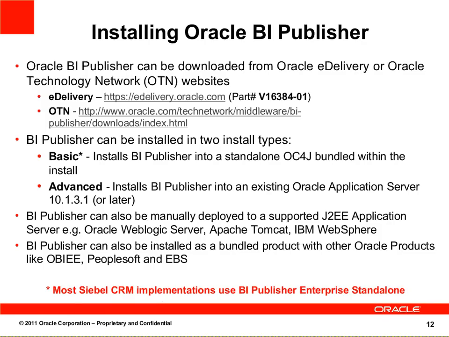on these two sites. We have the traditional Oracle e-delivery site, which I think has now been renamed Software Delivery Cloud. This is the part number which you have to download. There is a specific part number because only specific versions of BI Publisher integrate with Siebel. So you have to be very specific.